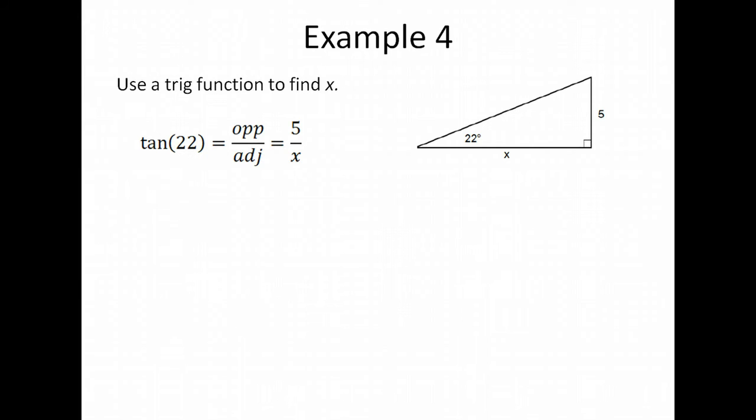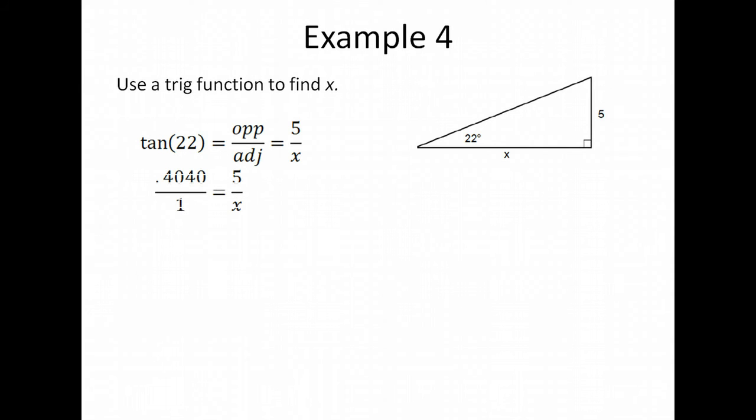Okay, example 4. This is an application of it. They want us to use a trig function to find x in this diagram. Okay, if you notice here, x is the length of the leg that's adjacent to the 22-degree angle, and 5 is the length of the leg that's across the triangle or opposite the 22 degrees. So since we have the opposite leg and the adjacent, and we're looking for the adjacent leg, then we need to use the tangent ratio to find this. So we simply set this up as the tangent of 22 is equal to the opposite leg divided by the adjacent leg, which is equal to 5 divided by x in our diagram.